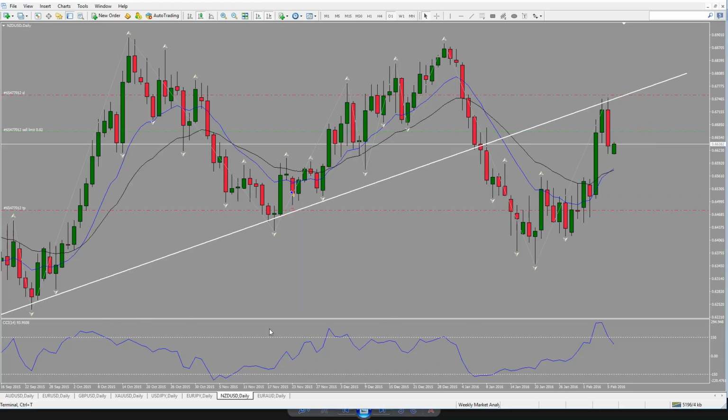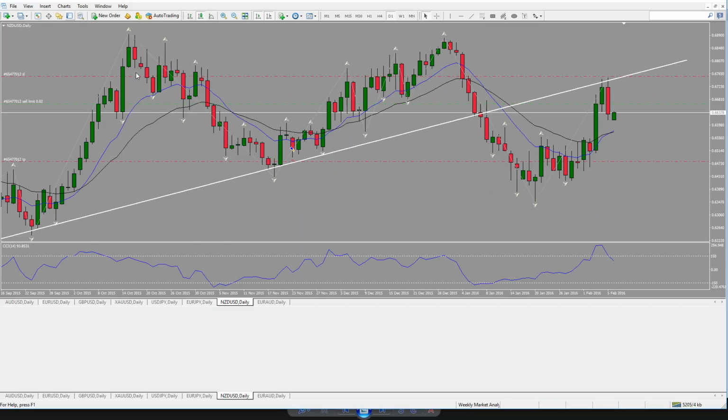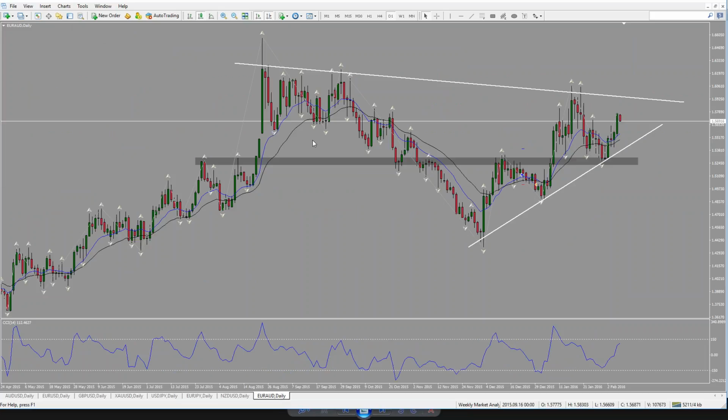Let me give you the numbers. I've got a pending order to sell Kiwi dollar 0.02 at 66.67. Stop at 67.56. Our target 64.79. Last but not least, Euro Aussie. We've just spotted a couple of strong resistance and support lines. So let's see how it plays out and if it gives us an opportunity to squeeze a trade in between these two lines or as a trade breaking beyond them.